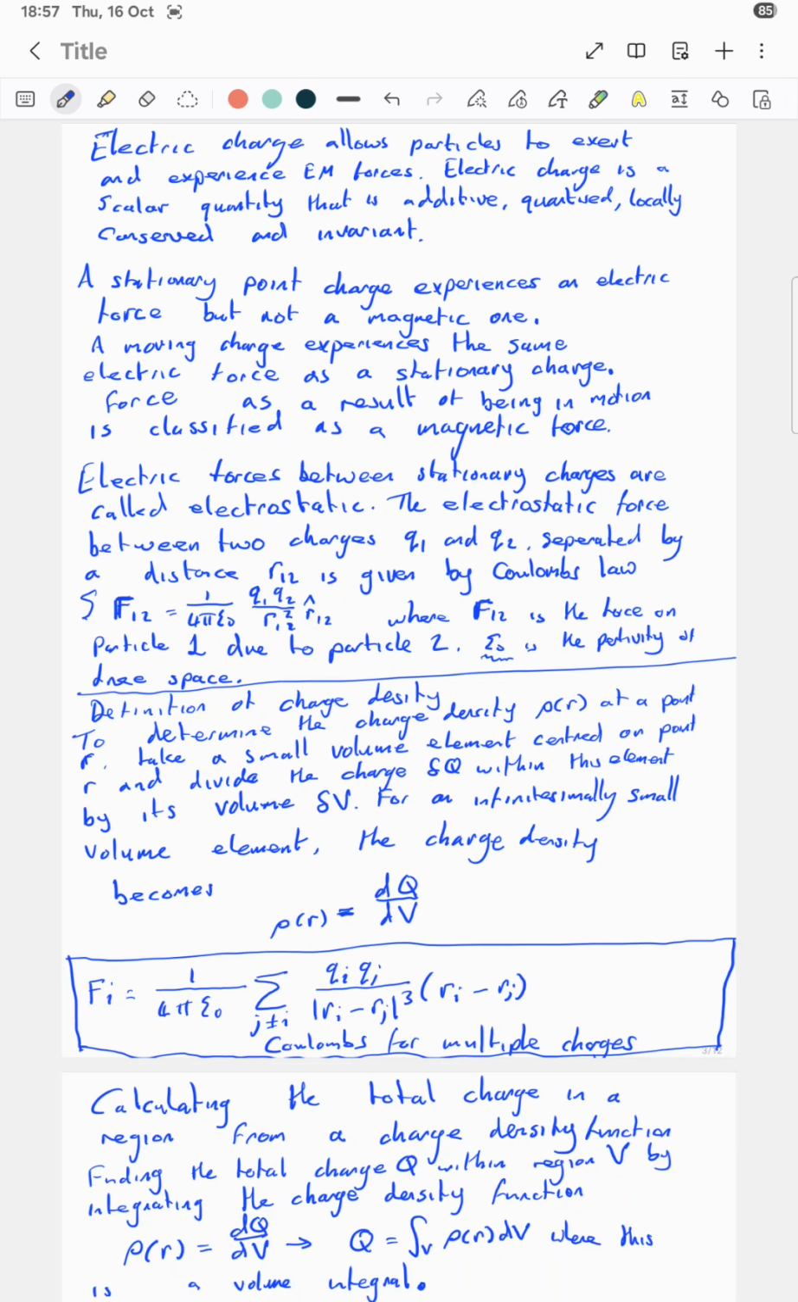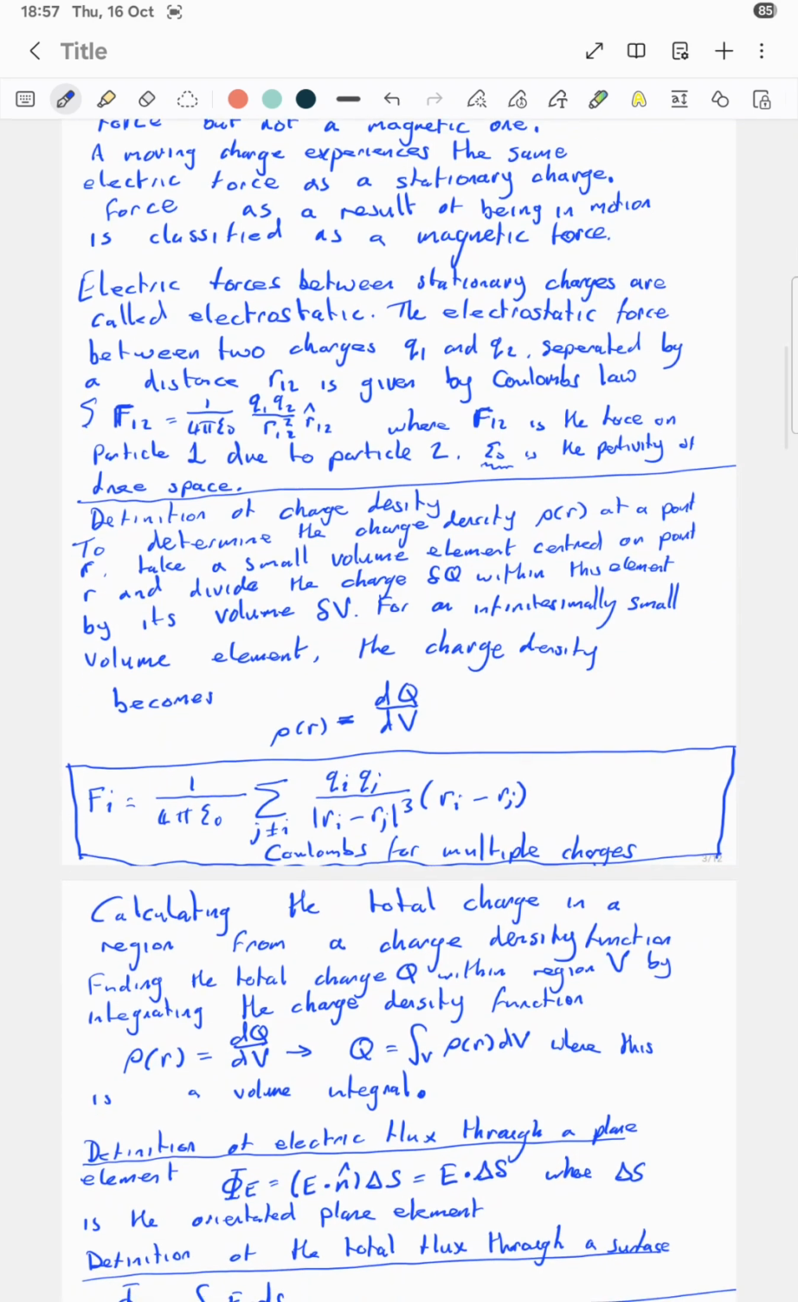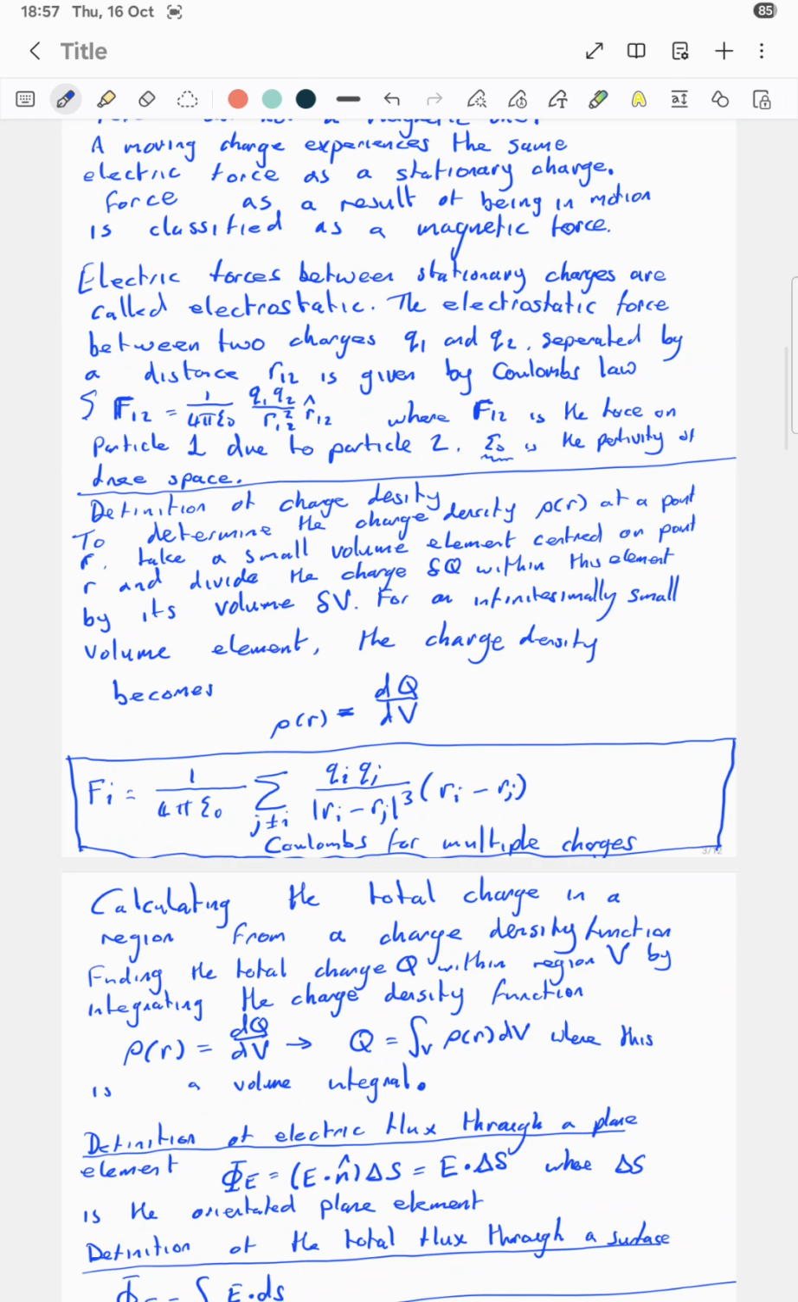The definition of a charge density. To determine the charge density, rho of R, at a point R, we take a small volume element centered on the point R and divide the charge delta Q within the element by its volume delta V. For an infinitesimally small volume, the charge density becomes a differential, dQ by dV. Now, this is Coulomb's law for multiple charges here. I just thought I would add that in.